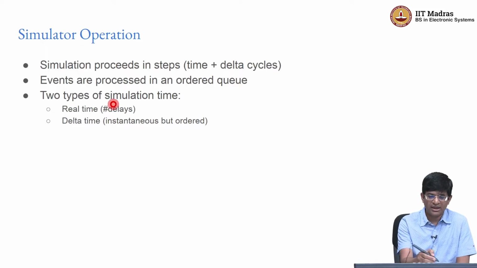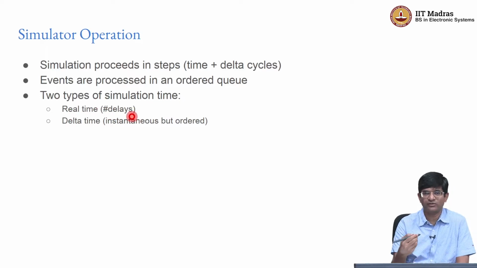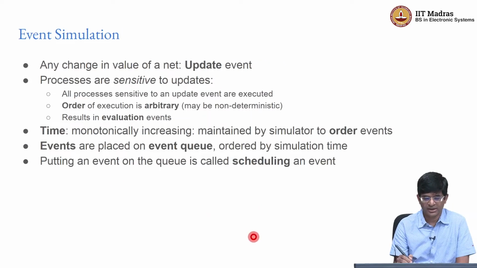Now, there are, as I said, two types of simulation time. One of them is actually the hash delays that we use in order to say, okay, wait for 1 nanosecond or wait for 10 nanoseconds or wait until the next clock cycle and so on. But there is also a notion of something called a delta time, which we will get to in a moment.